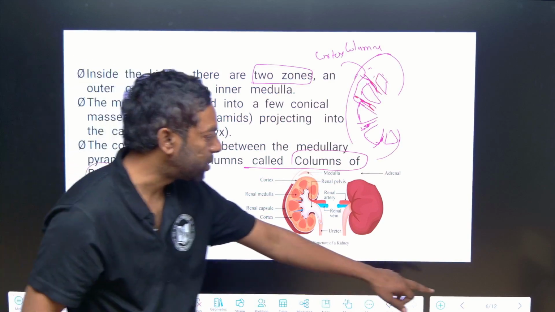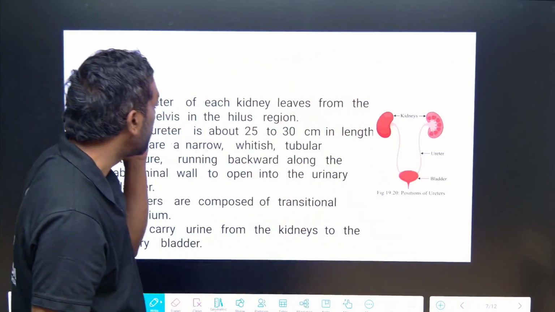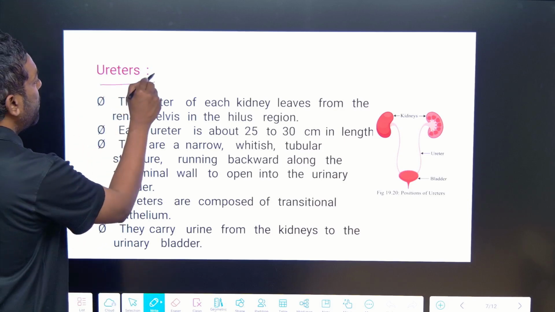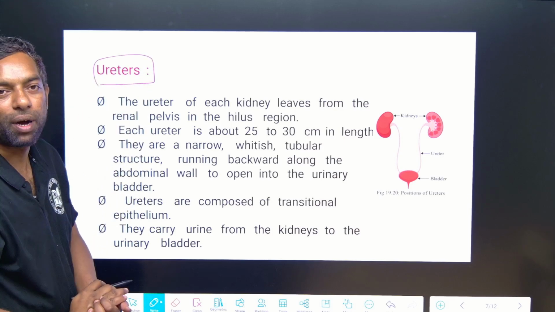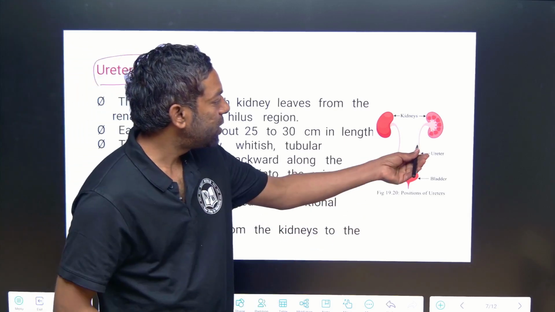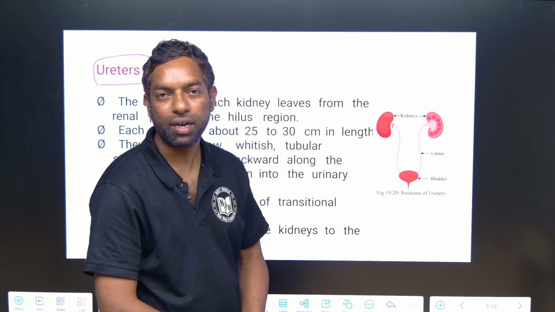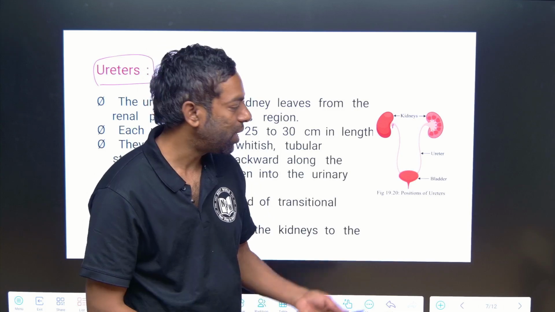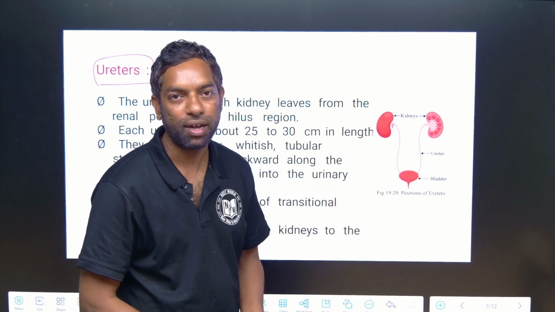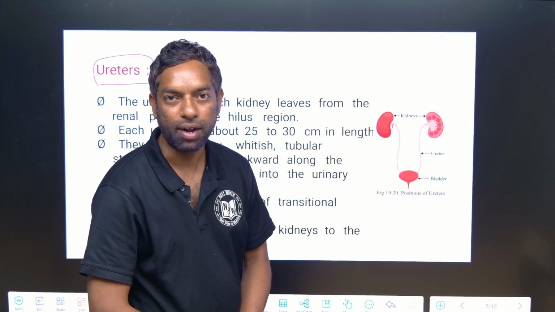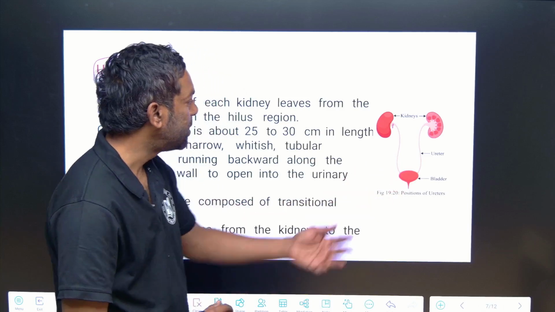Okay, next slide. Okay, guys, ureters. Ureters are the two tubes which exit from the kidney to carry the urine into the urinary bladder. Yes, these are the ureters.